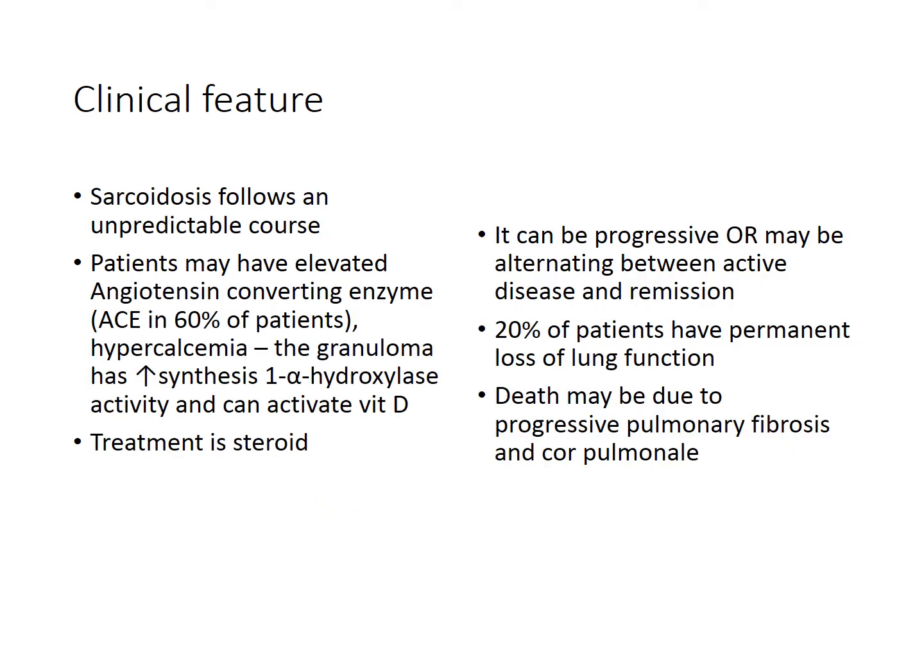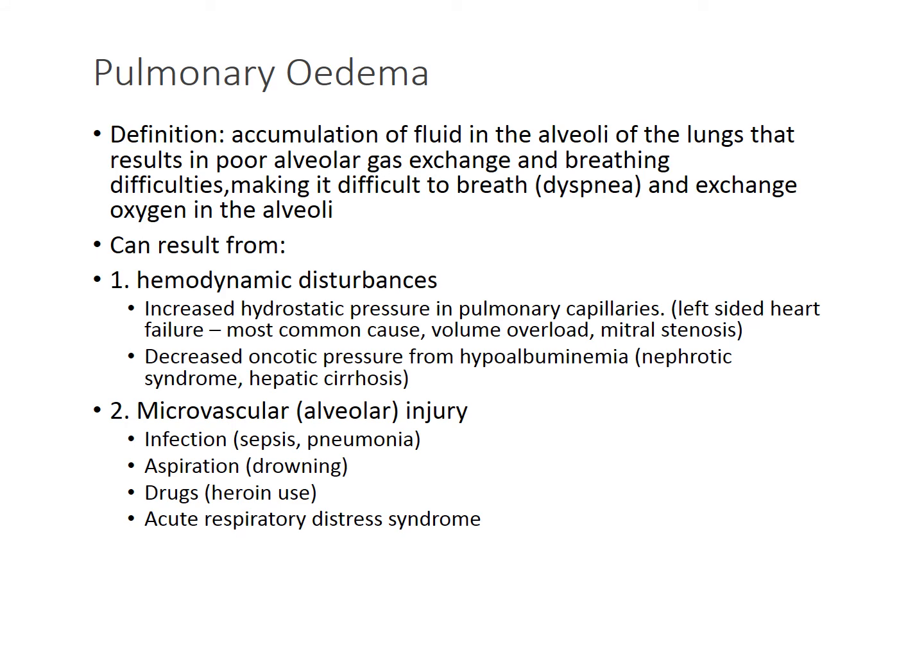Clinically, patients may have elevated angiotensin-converting enzyme, or ACE, in about 60% of patients. Hypercalcemia can also occur. The granuloma has 1-alpha hydroxylase activity, and this can activate vitamin D. The treatment is steroid. Sarcoidosis can be progressive or may alternate between active disease and remission. 20% of patients have permanent loss of lung function, and death may be due to progressive pulmonary fibrosis and cor pulmonale.